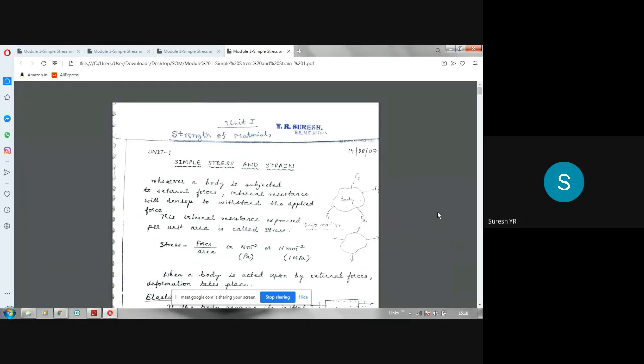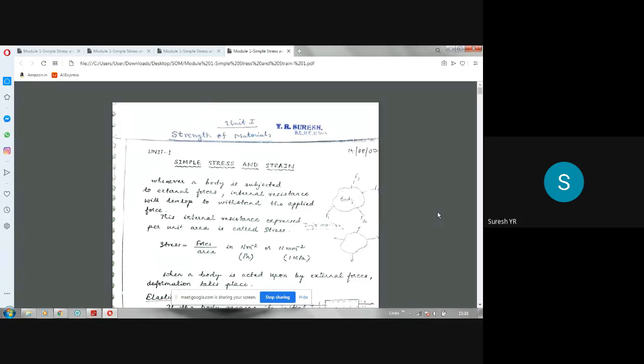It is expressed as the resistance force developed within the body per unit area. So that means the unit of stress is Newton per mm square or MPa, megapascal. Newton per meter square is called Pascal.